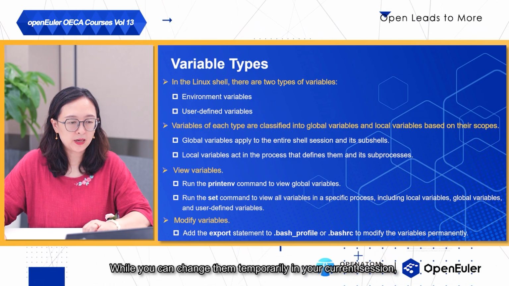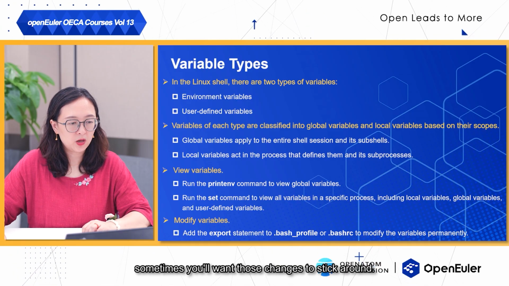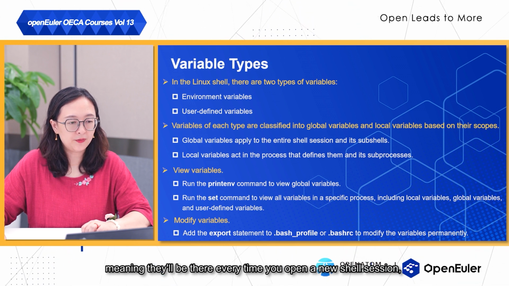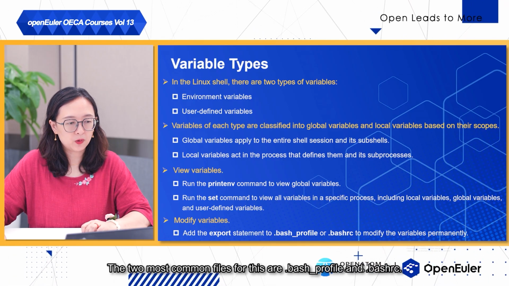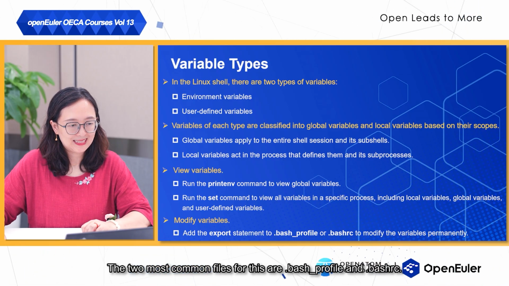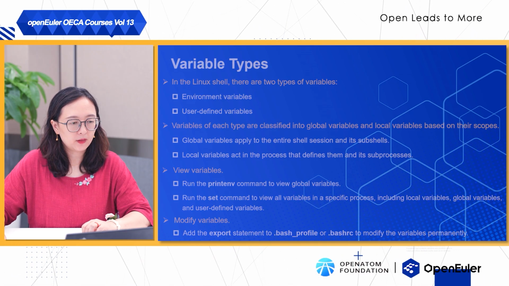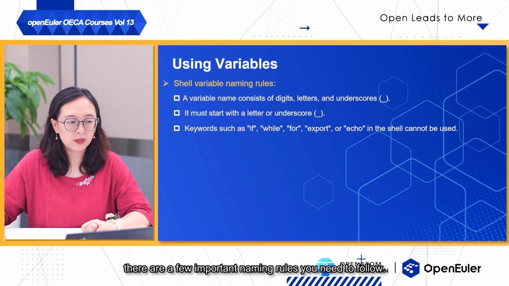When you are working in a Linux shell, you will often need to modify variables. While you can change them temporarily in your current session, sometimes you will want those changes to stick around. To ensure your variable modifications are permanent, meaning they will be there every time you open a new shell session, you will need to add an export statement to one of your shell's configuration files. The two most common files for this are .bash_profile and .bashrc.